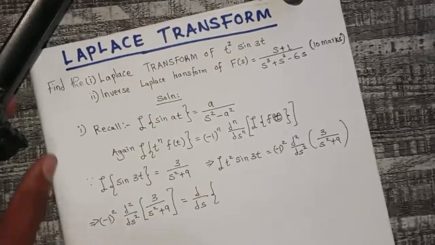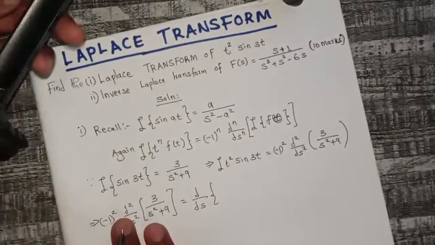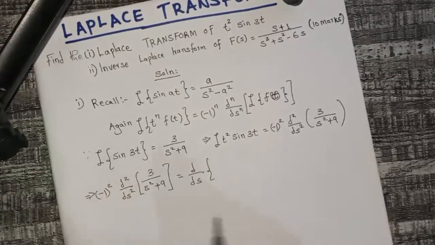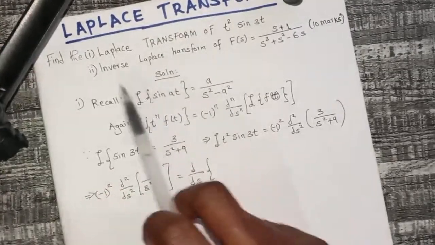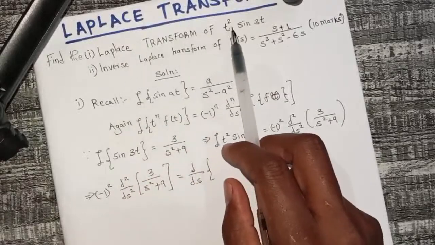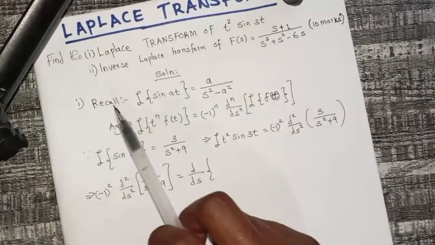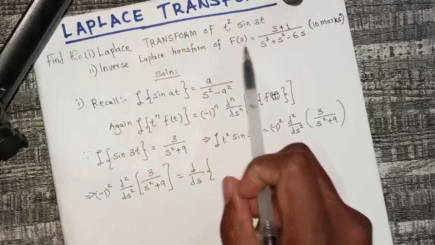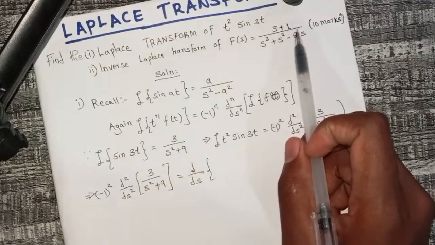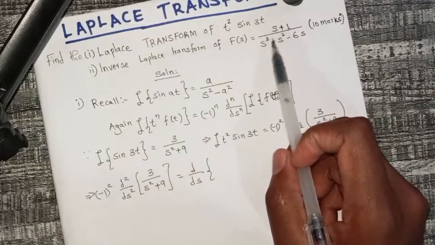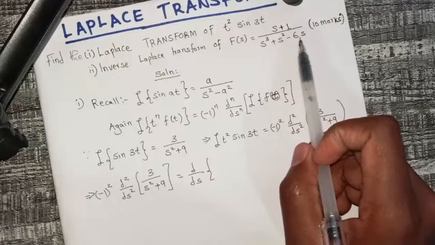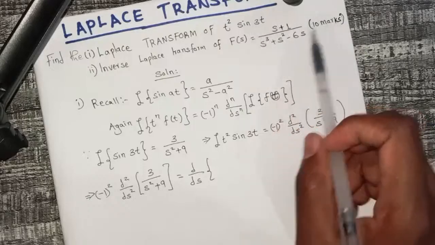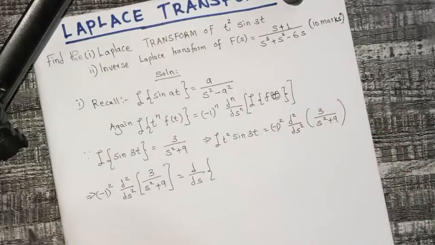And this is a question that I was doing and did the introduction, but I will repeat. The question says: find the Laplace transform of t squared sine 3t. Then secondly, the inverse Laplace transform of F of s equals (s plus 1) divided by s cubed plus s squared minus 6s. The two questions carry 10 marks, evenly distributed.